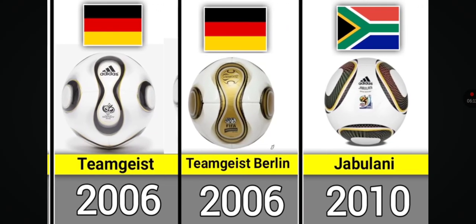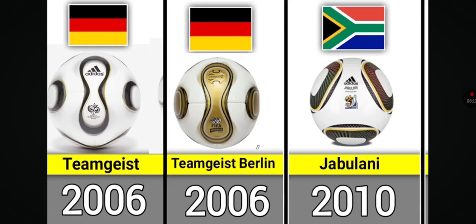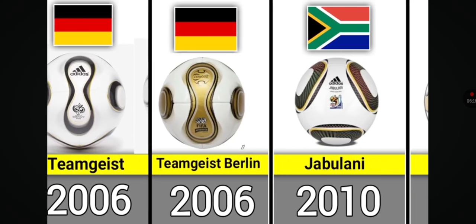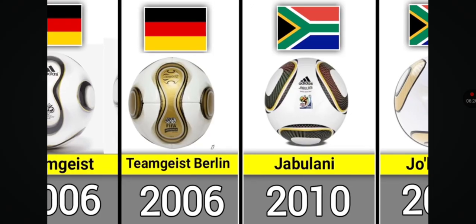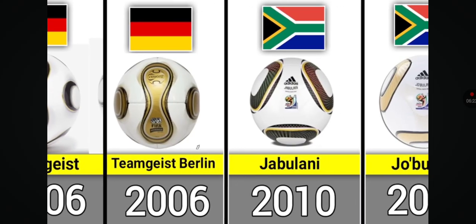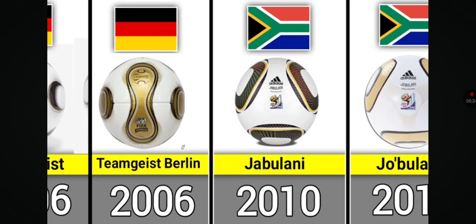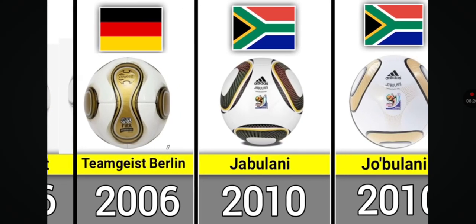2010 Jabulani. The Jabulani became one of the most controversial World Cup balls ever. Some players praised its speed, others criticized its unpredictable movement. It created debate across the football world. Rarely has a ball divided opinion so strongly.